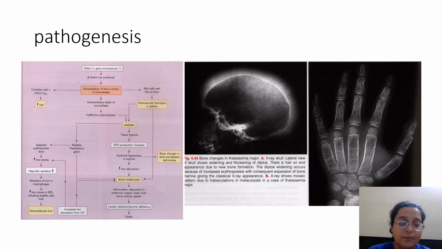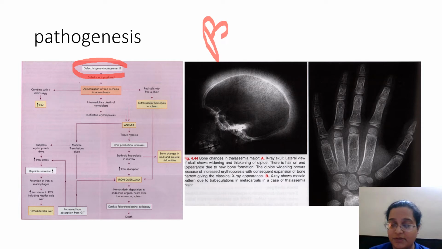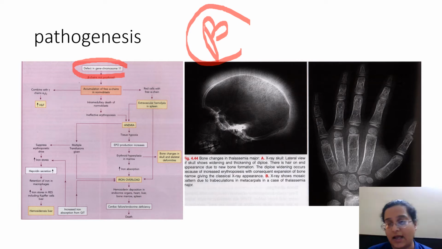If I come to the pathogenesis, there is a deletion in chromosome 11. This you will be asked, and you should remember this. This is an important DM question. Similarly for the alpha gene, I've shown you that, and you also have to remember that. Once there's a deletion, the beta chain formation becomes defective. And if there's no beta chain being formed, then what is in excess is the alpha chain.